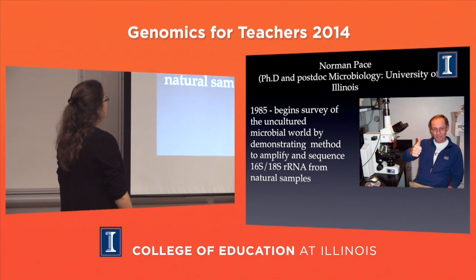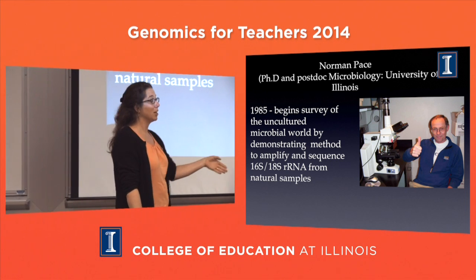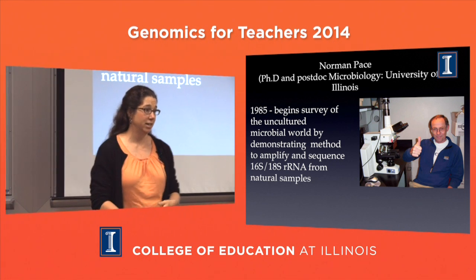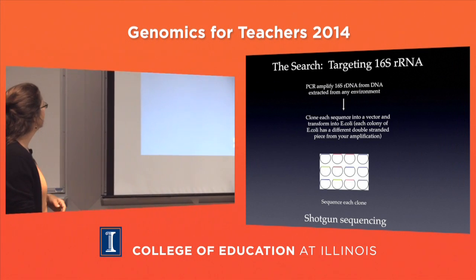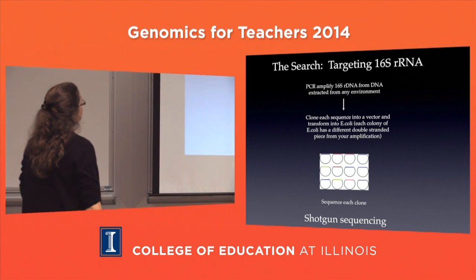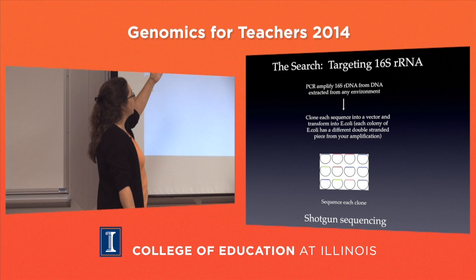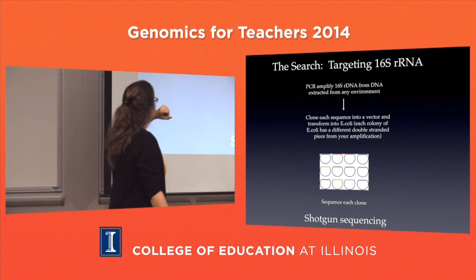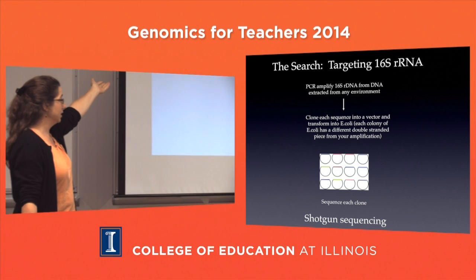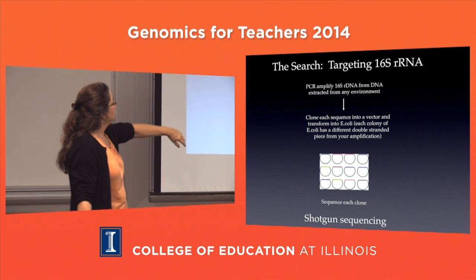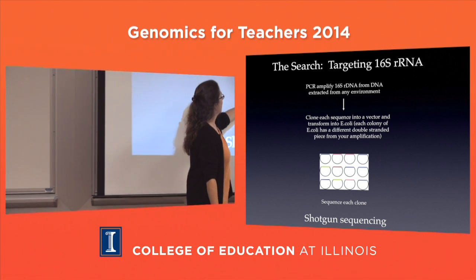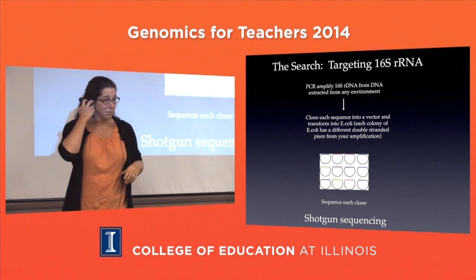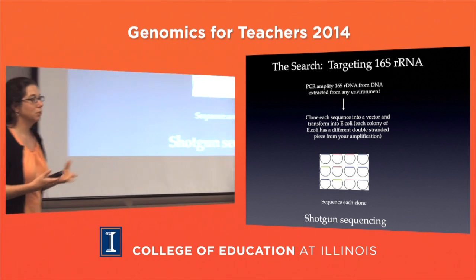And so he thought, well, maybe we can see what's out there that we can't actually grow in the lab, so we can have a better understanding of the diversity of microbes that are out there. He originally used this technique where you PCR amplify 16S ribosomal DNA from any environment, and then clone and sequence, using Sanger sequencing on each of those individual amplicons. Each of these should relate back to a single organism that was in that environment. Then you sequence them and put them on the map.